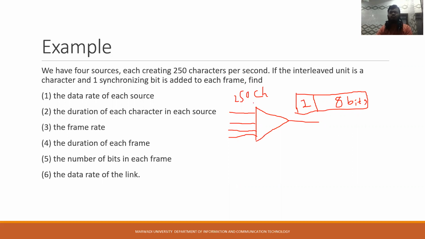So we are having 250 such characters. So 250 multiplied by 8 would give us 2000. So what we have here is 2 kbps.